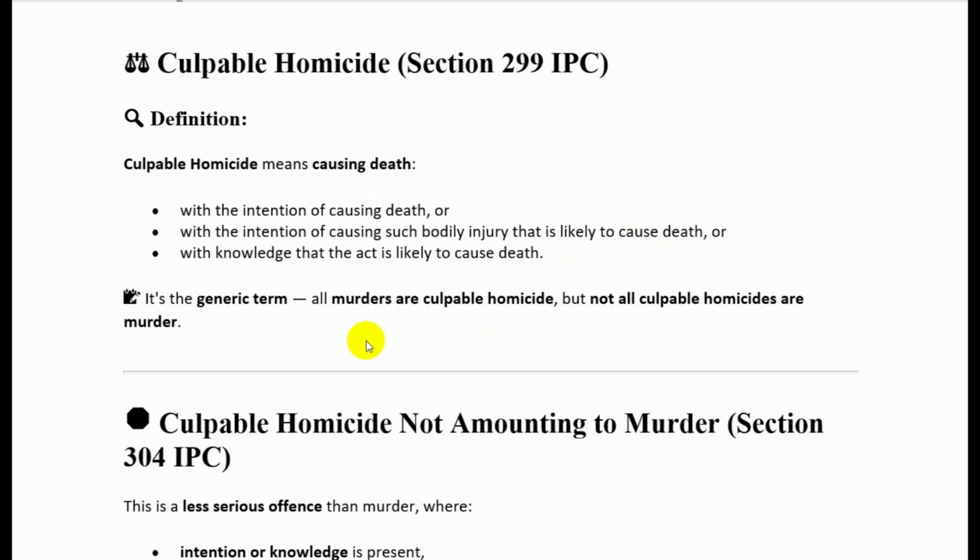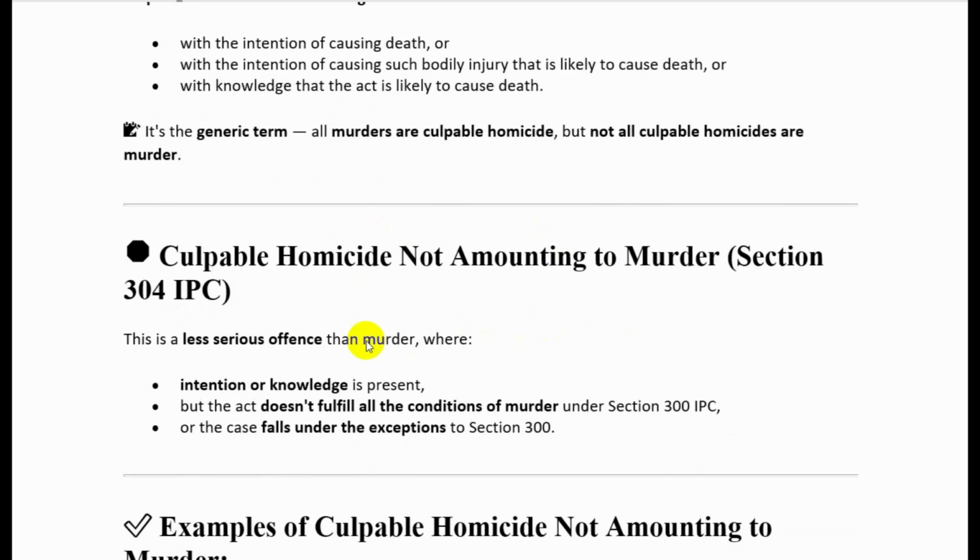Now, let us look at culpable homicide not amounting to murder, which is Section 304 of the IPC. This is a less serious offense than murder, where intention or knowledge is present, but the act doesn't fulfill all the conditions of murder under Section 300 of the IPC, or the case falls under the exceptions to Section 300.